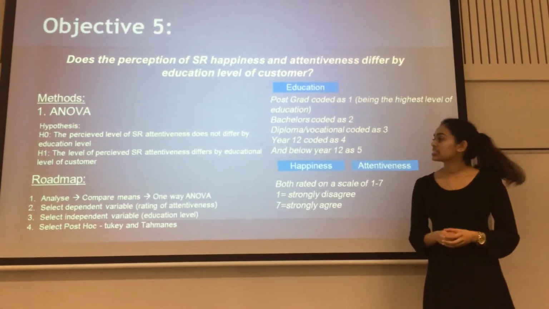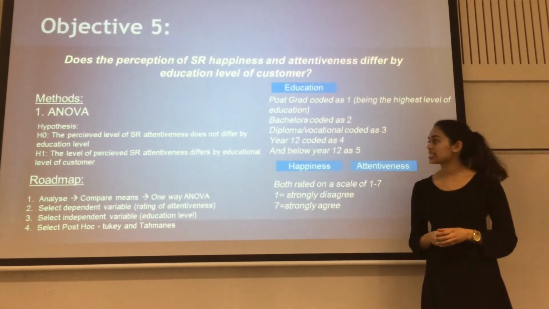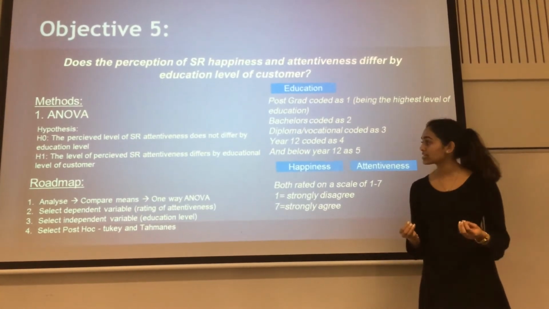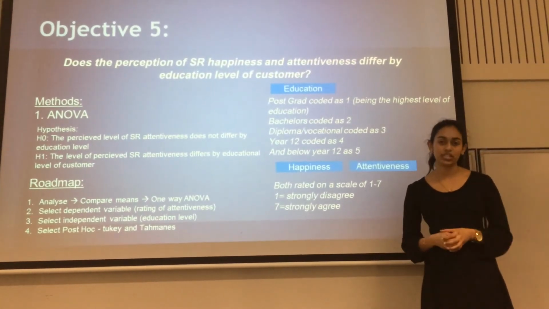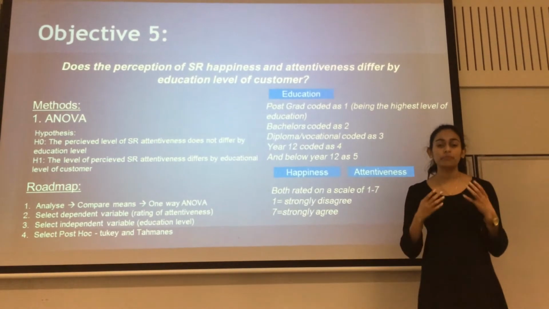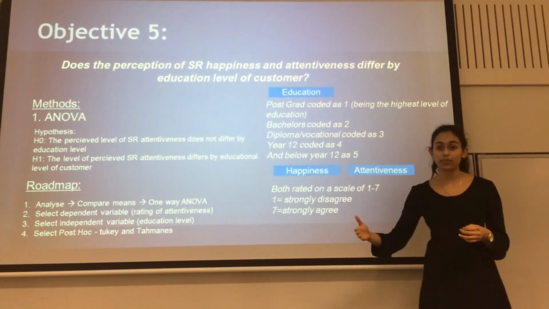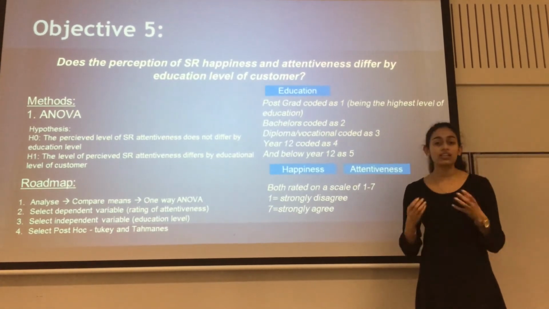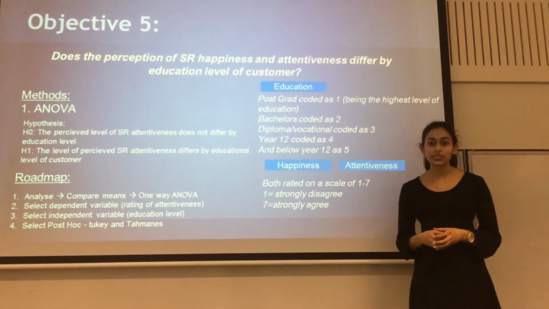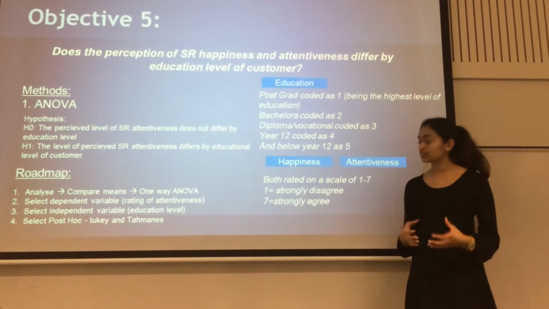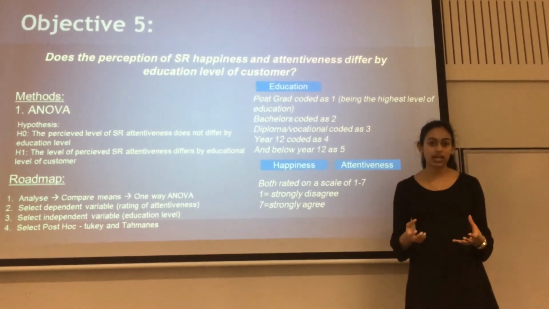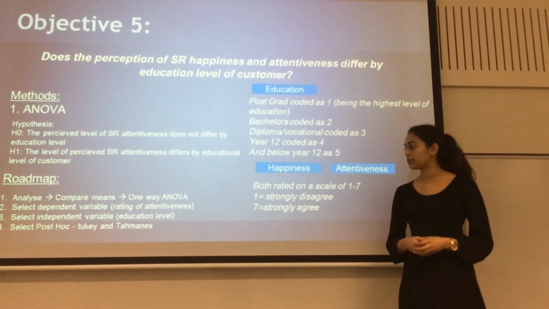Now, our hypothesis, the null hypothesis, is that the perceived level of service representative attentiveness does not differ by the education level. So this would imply that the means for each education group are the same. The alternate hypothesis is that the level of perceived service representative attentiveness or happiness, depending on the test, differs by the education level of the customer. So the means will be different here.